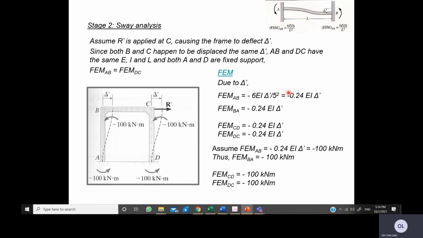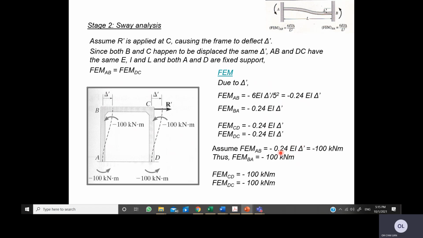So since all of this has the same value, we cannot use the unknowns to put in the moment distribution table. We need the exact value. Therefore, EI delta prime, we are going to assume with any value. Here the EI delta prime has been assumed some value.